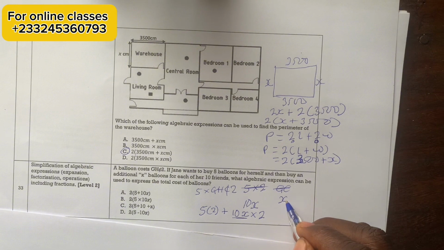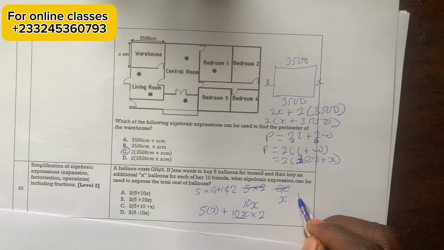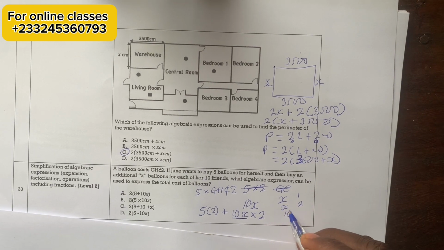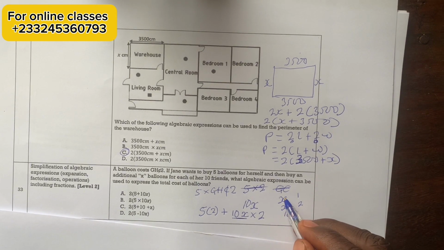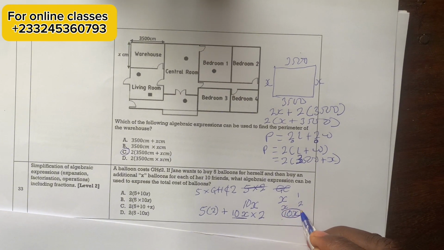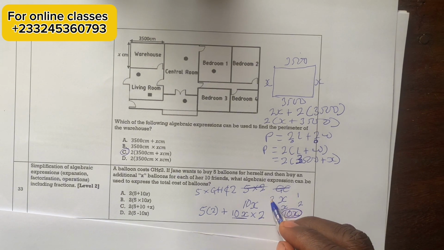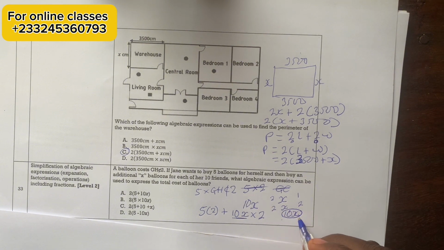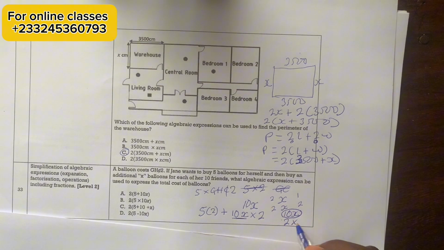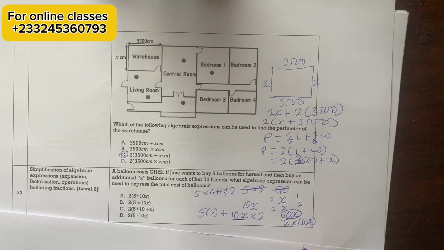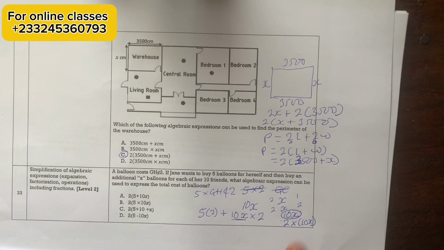I need x balloons for my first friend, another x balloons for my second friend, another x balloons, another x balloons. So I will need 10x balloons, because x plus x plus x, 10 times. So I need 10x balloons for the 10 friends. Now these 10x balloons will cost me 2 cedis each. So I'll pay 2 times 10x. So I hope now it is clear.